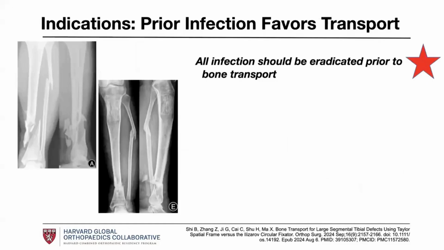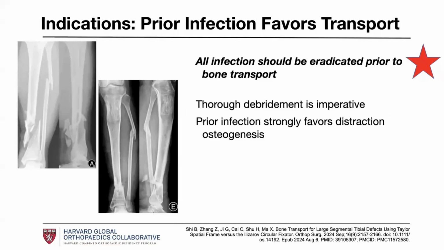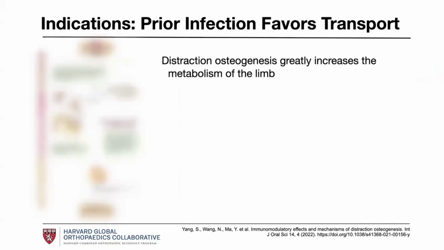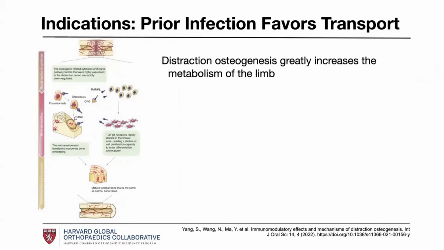It's really important to understand that prior infection is an excellent indication for bone transport. After all of the infection is eradicated, thorough debridement is performed, it strongly favors distraction osteogenesis. That results in lower recurrence rates of infection than bone grafting alone, and it avoids placing bone graft in previously contaminated fields. And why is this? It really comes down to how distraction osteogenesis affects the regional metabolism of the limb.